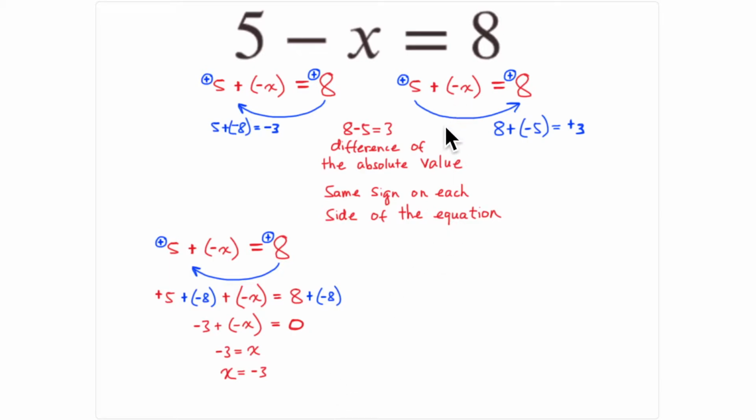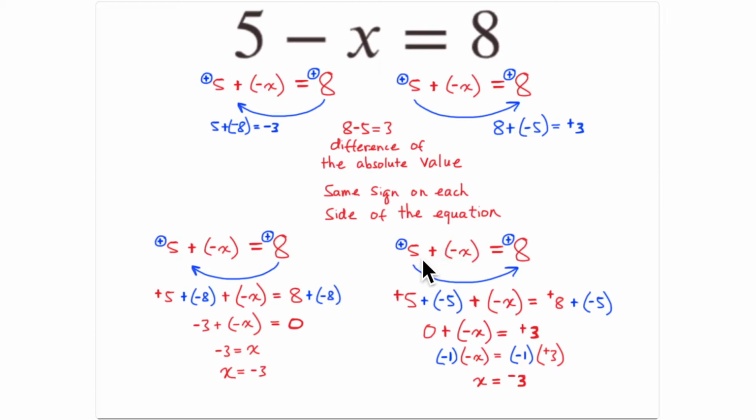Now if we decide to work up here and deal with the 5 moving over to the right side, you have to still get x equals negative 3 because x does equal negative 3. So I'm going to move the 5 over here. So I'm going to add a negative 5. So this shows up on the right side as a negative 5. What's the difference of their absolute values? 8 minus 5 is 3. But in this case, it's positive 3 because there's more positives than negatives. So now we're left with negative x equals positive 3.